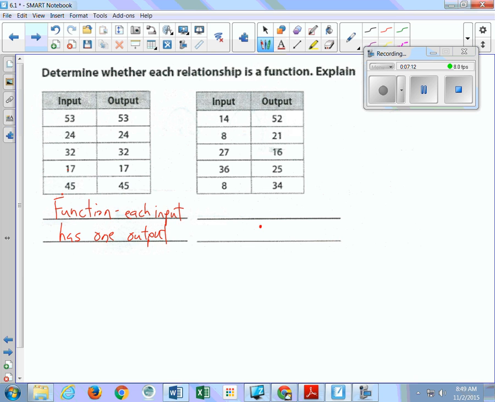Okay, looking at the next one, does 14 repeat? No. Does 8 repeat? Yes. Those two numbers repeated, so it's not a function.